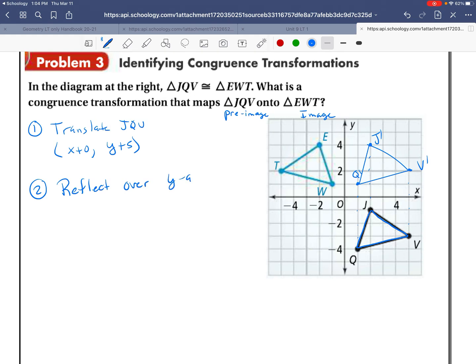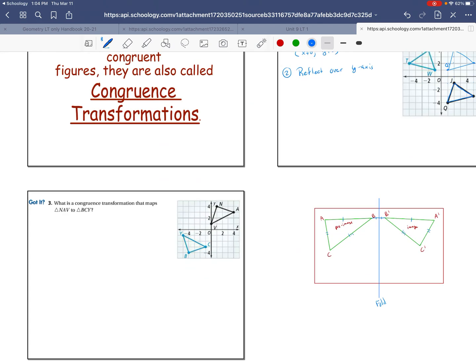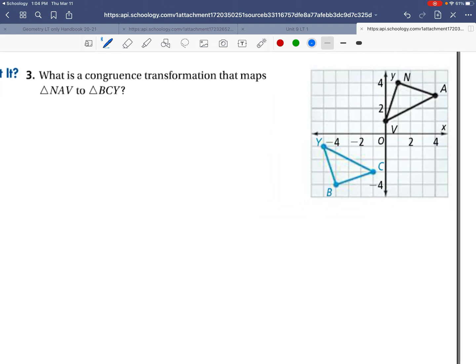So my second step is to reflect over the y-axis. Does it need to be in this order? No. Could it be in this order? Yes. Could I have these flipped? Yes. So there's lots of different answers you could have here, but for me, I'm translating up 5 and reflecting over the y-axis. Pause the movie, try this one on your own, and then press play when you are finished.